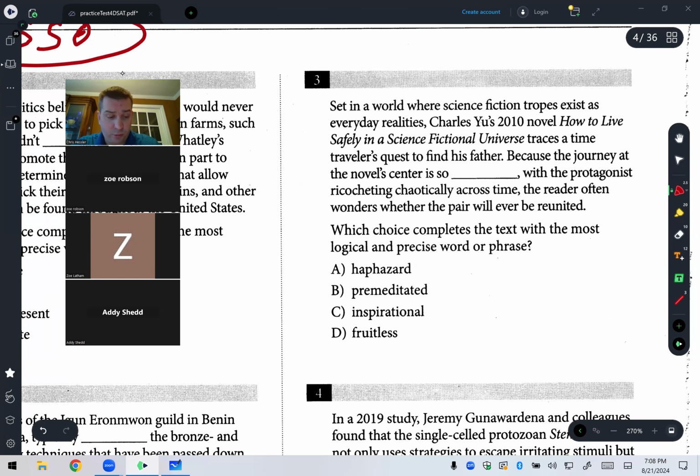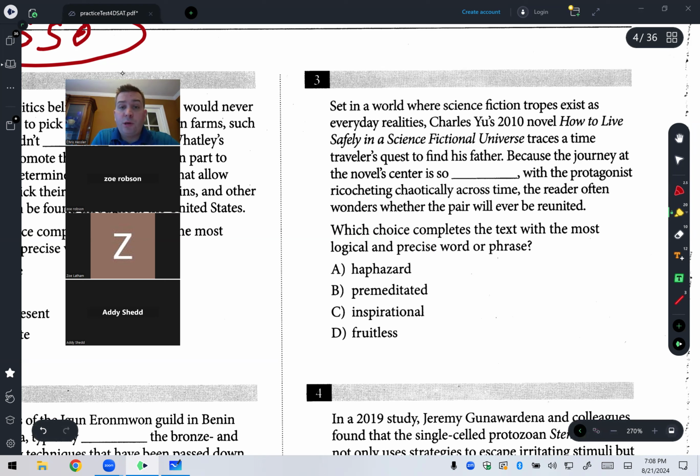All right, number 3. Set in a world where science fiction tropes exist as everyday realities, Charles Yu's 2010 novel, How to Live Safely in a Science Fictional Universe, traces a time traveler's quest to find his father. Because the journey at the novel's center is so blank, with the protagonist ricocheting chaotically across time, the reader often wonders whether the pair will ever be reunited.